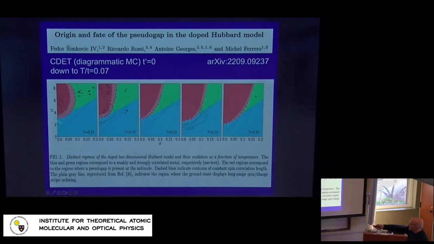What we do is we map out as a function of U and doping for several temperatures the region where the pseudogap exists, which is the red region. And you see that as you cool down, this is the best that diagrammatic Monte Carlo can currently do in this range of temperature and doping. So this is, what, maybe 4 times cooler than what cold atoms can do, something like this.